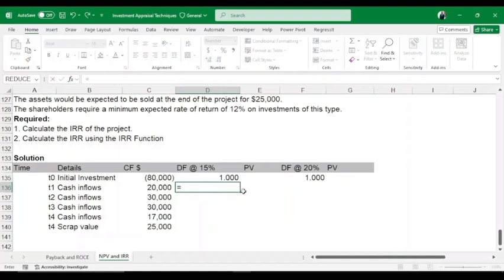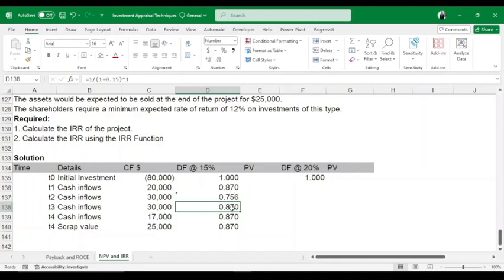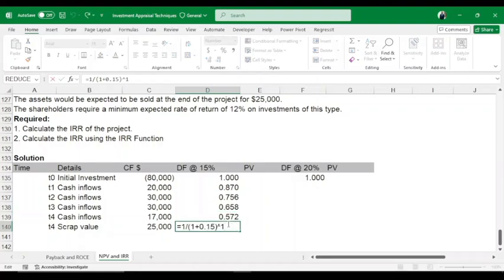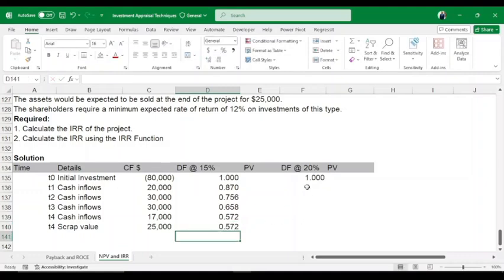Okay, now we know that to calculate our discount factors is going to be 1 divided by bracket open 1 plus our discount rate of 0.15 bracket close raised to the power of the time, which is time 1. Okay, so I'll have 1 there and close my parentheses. So that will give me 0.870. I'm going to copy and drag this down. Then all I have to do is change the times there. So this is year 2, this should be year 3, this should be year 4, this should be year 5. Sorry, year 4 again.